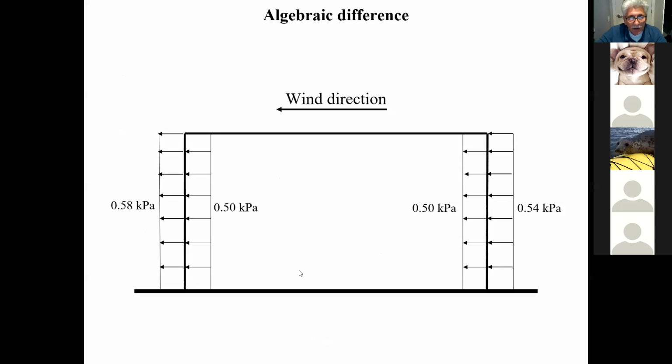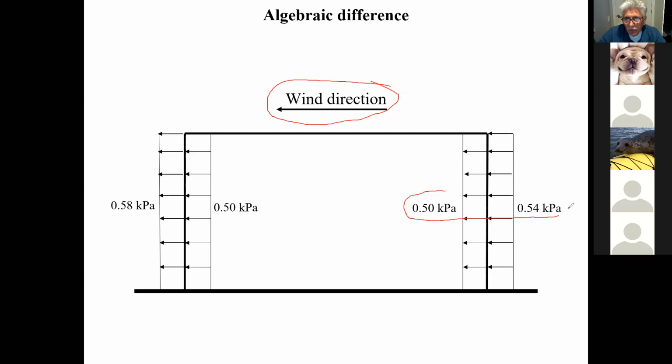Now, this is what happens, assuming that this is the wind direction here. It doesn't matter, it's just so that you know which way it pushes, showing it going toward the surface. What they mean by the algebraic difference is that this one I showed as positive, but since it's going against the wall, it's negative. So it would be 0.54 minus, but you see that they're both going in the same direction. Therefore, you would have to add these two up, and you would have to add these two up.